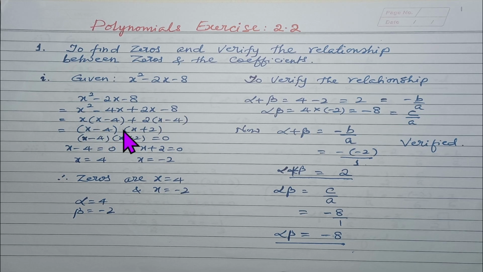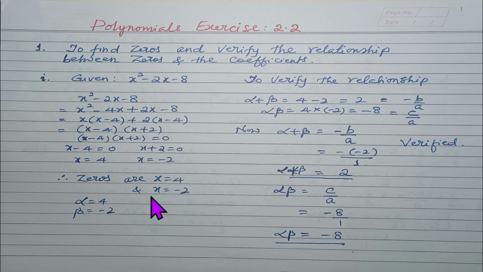So the factors are x minus 4 and x plus 2. If x minus 4 and x plus 2 are the factors, that means to find out the zeros, we have to equate x minus 4 equal to 0 or x plus 2 equal to 0, because you know that if the value of the variable satisfies the polynomial, then the value of the polynomial becomes 0. So the factors are also equal to 0. So x minus 4 equal to 0, x plus 2 equal to 0, x is equal to 4 and x is equal to minus 2.